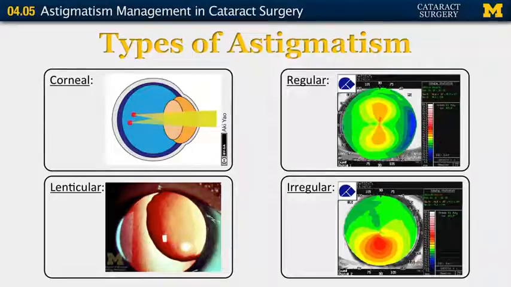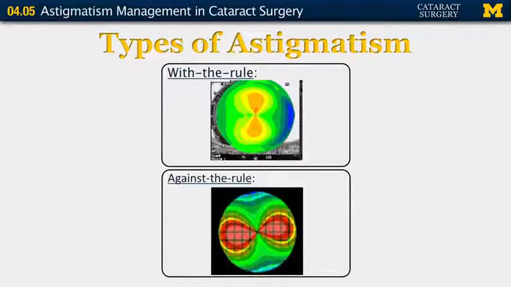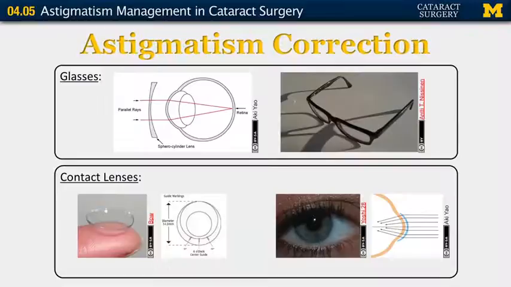Astigmatism also can come from the lens itself. So if the lens is off kilter, you can get an extreme form of astigmatism. Smaller amounts of lens irregularities can also lead to astigmatism. There can be regular astigmatism, where you have symmetric astigmatism, or irregular and asymmetric astigmatism. Astigmatism can be with the rule, meaning that the steep axis is at the 90-degree axis, or against the rule, where steepness is at the 180-degree axis.